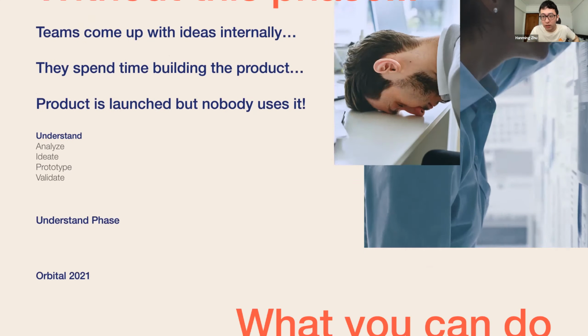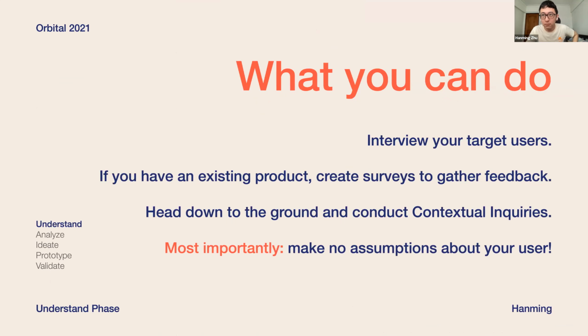So what you can do is, well, there's no other way than to talk to the people, right? There's really no other way. One way is to interview your target users. This is if you already have something built. Let's say you have built something after your Milestone 1. You come back to this phase again and wonder, what should I build next? You can create surveys to get feedback from the existing users.